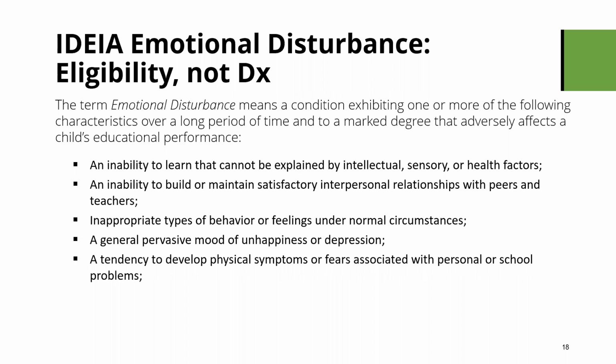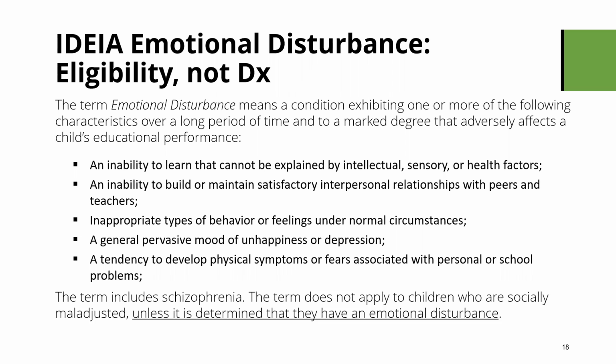So you can see the various categories: inability to learn that can't be explained by intellectual, sensory, or health factors, so exclusionary criteria; inability to build or maintain interpersonal relationships with peers or teachers; inappropriate types of behaviors or feelings under normal circumstances; a general pervasive mood of unhappiness or depression, and a tendency to develop physical symptoms or fears. So depression and anxiety are included in there, as well as abnormal behavioral concerns. And then lastly, the term does include schizophrenia.